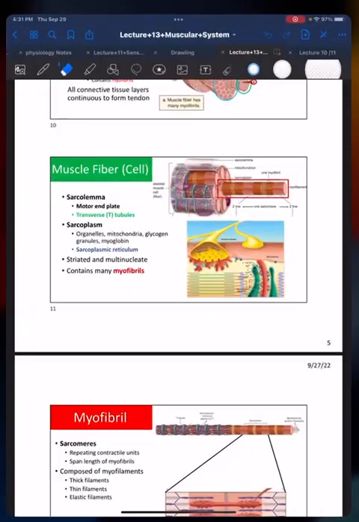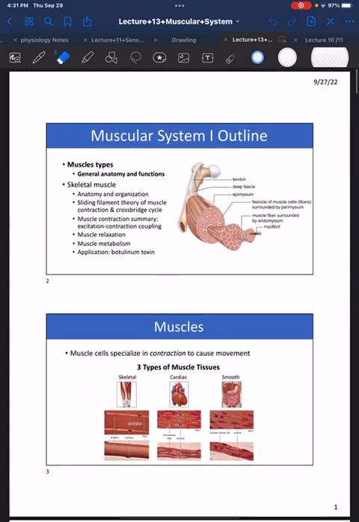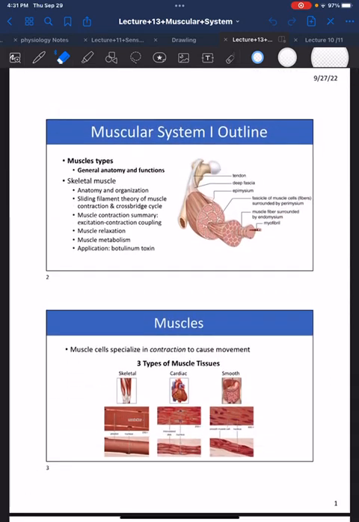As well as some of the general functions of the 3 muscle types in your body. And towards the end of today's lecture, it will cover one of your potential essay questions.